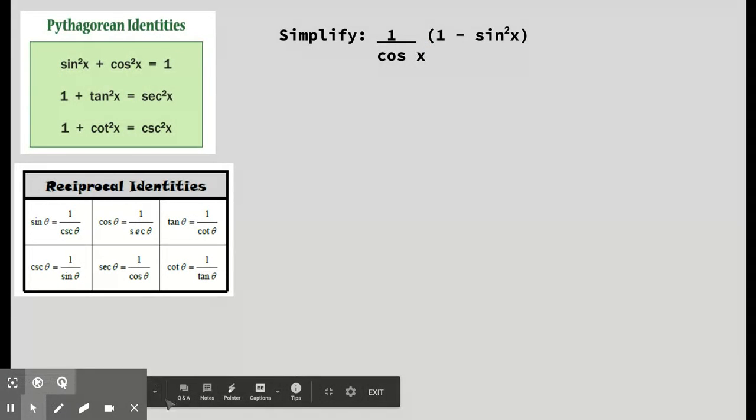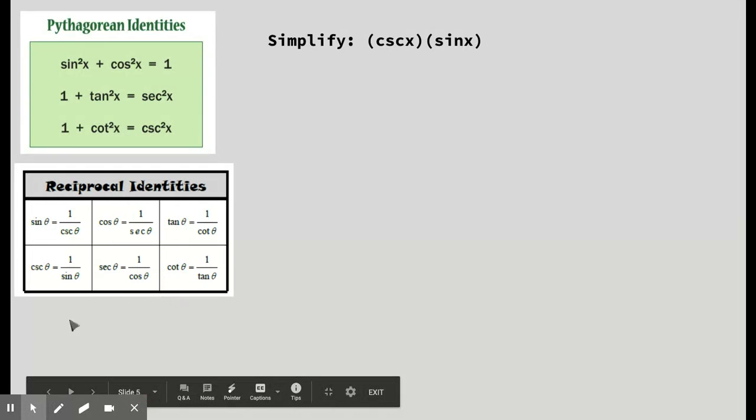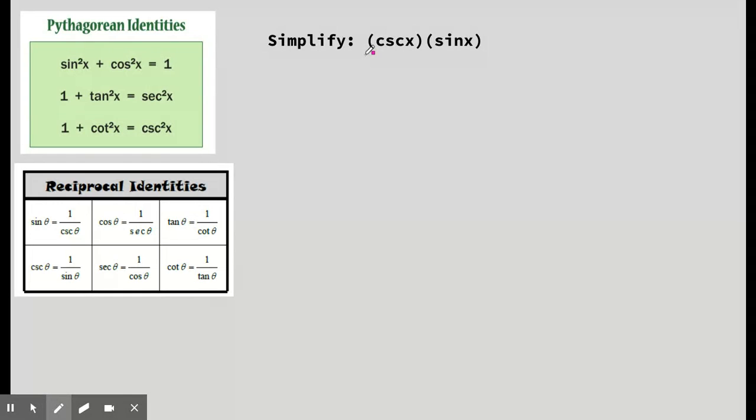All right, let's take a look at another problem. We want to simplify cosecant x times sine of x. So I'm going to make some substitutions. Again, try to get them all to be one trig function. Sine, cosine, and tangent are our parent functions, so you might want to try to stick to those in the problem. So change the other functions to be one of those.